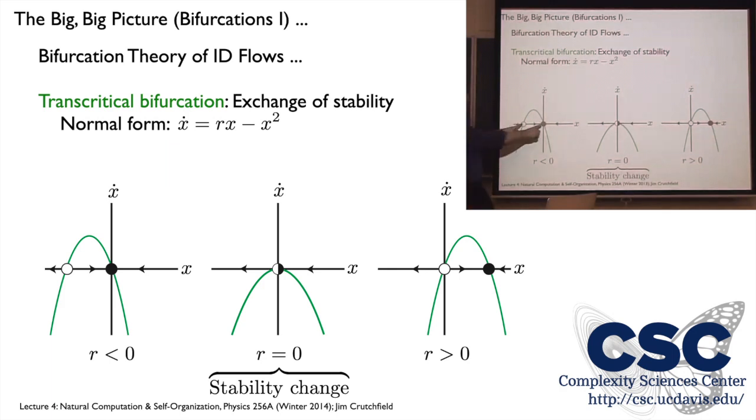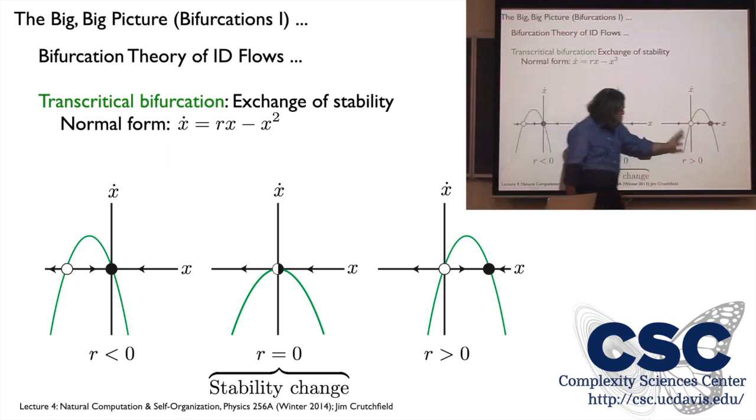So I have this pair of fixed points, one at the origin. This one is stable by this analysis, with a negative slope, which we talked about last time. And there's another one over here, of course, where it's unstable. Then, when r is equal to zero, we're back in the same situation we were with the saddle node, except the fixed points pass through each other in a slightly different way.